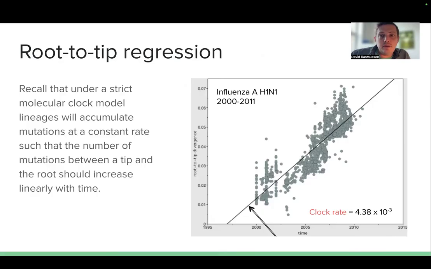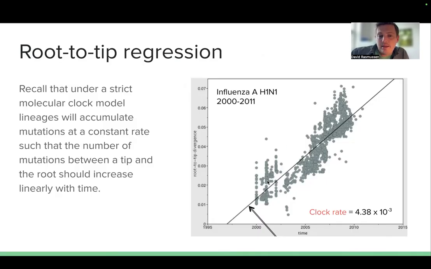But there are other ways of estimating molecular clock rates, and then using those molecular clock rates to date the times of individual events in trees. We've already talked about one of these methods, and that's root to tip regression. So remember that if there's a constant clock rate or mutation rate, in which mutations are accumulating along all of the branches in a tree, we would expect mutations to accumulate at a constant rate.